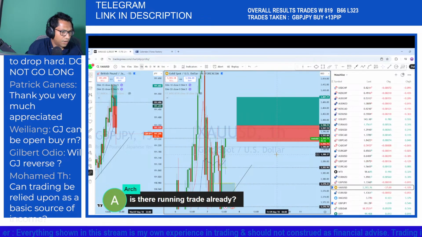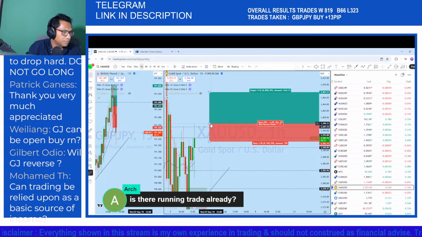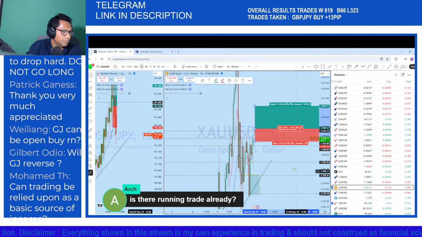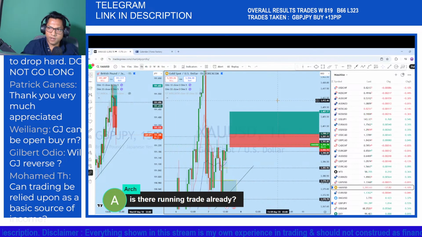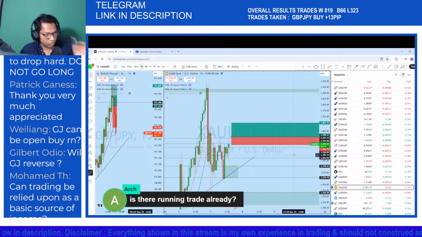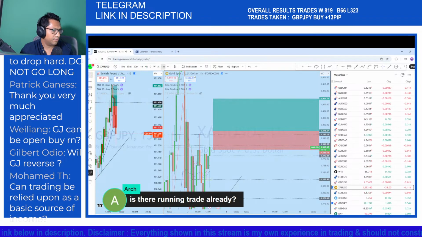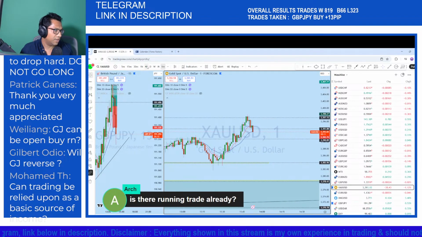We look at the 1 hour. If we want to look for that buy stop in this market, we need to see a stronger momentum, but this 1 hour candle, if you look at it, you can see it's started to come back down again.